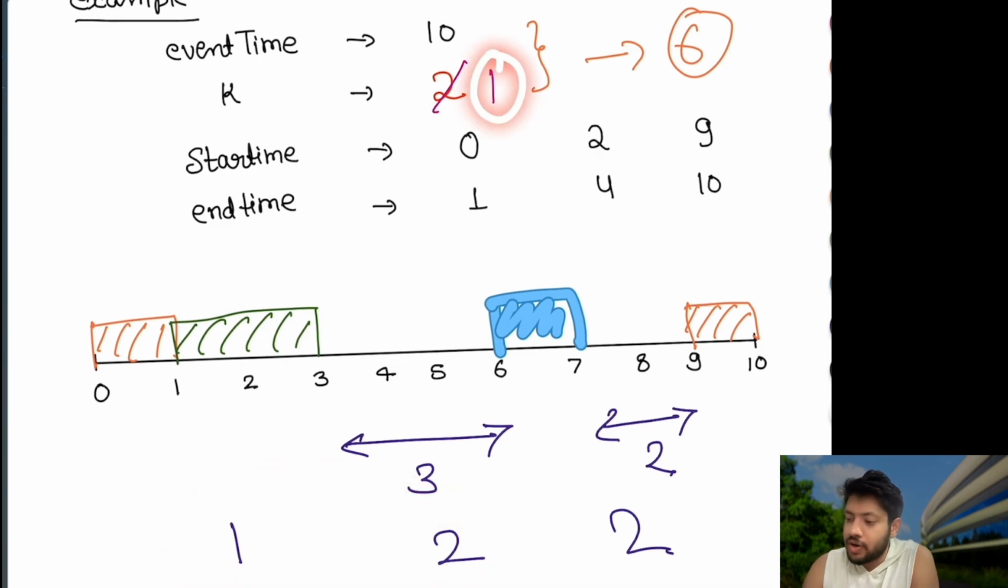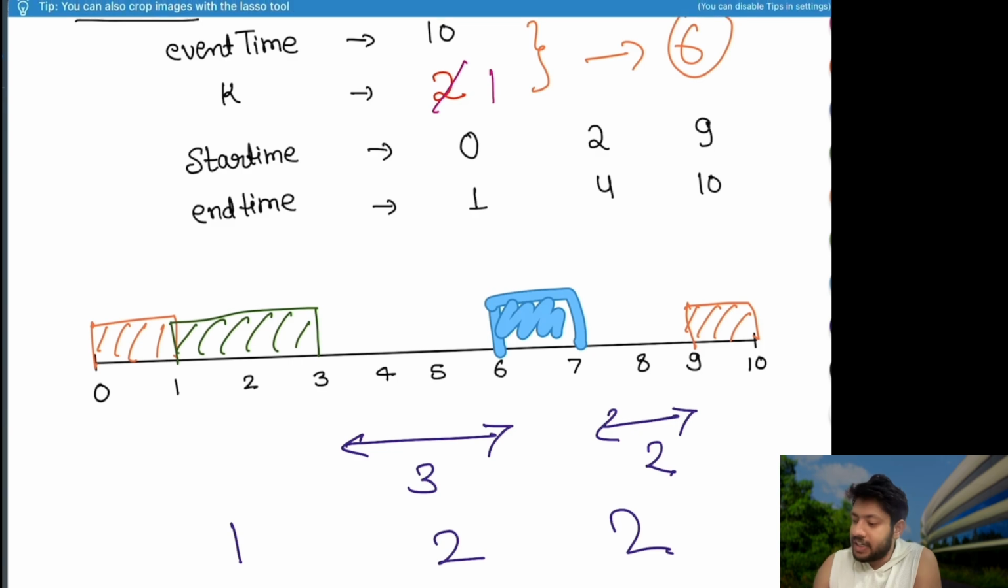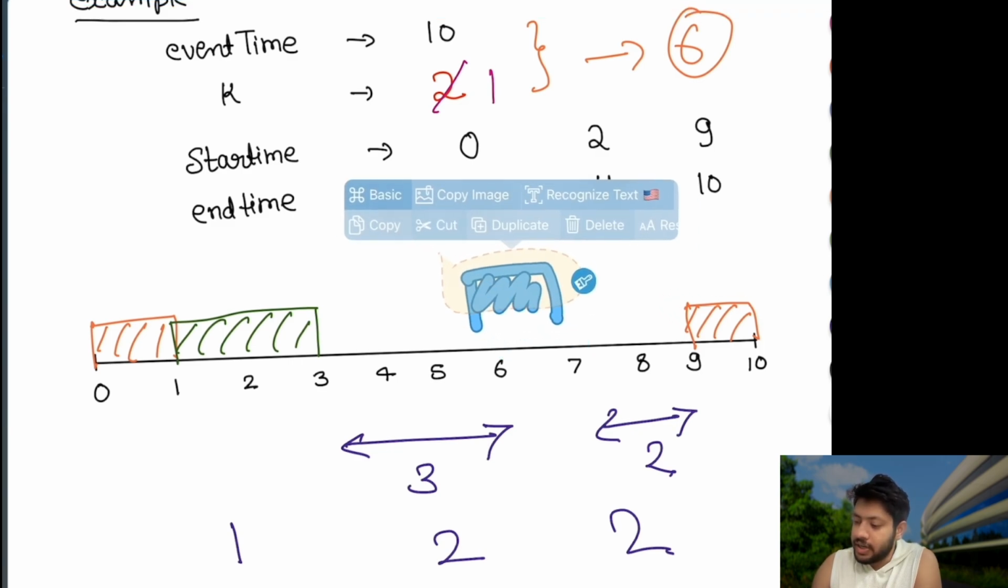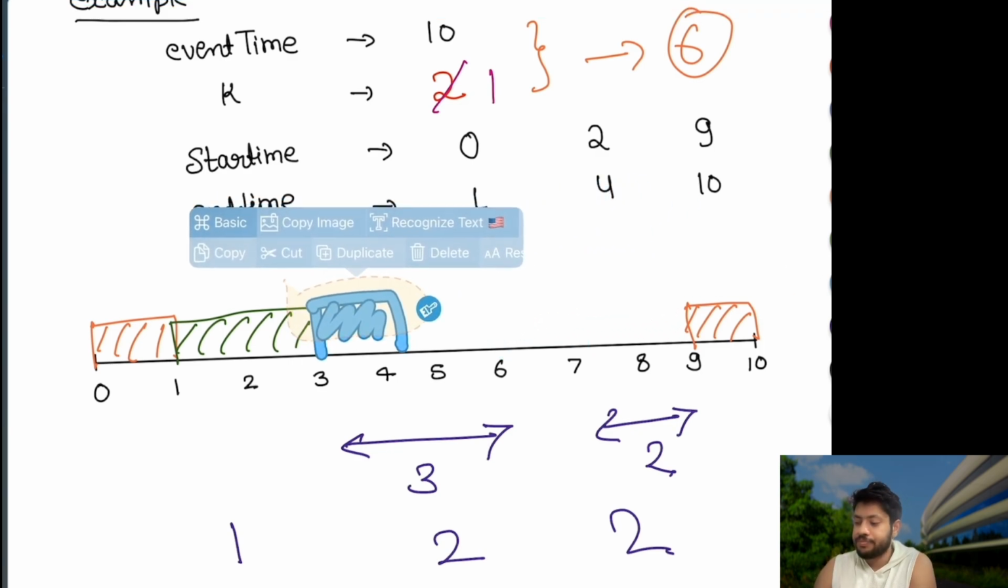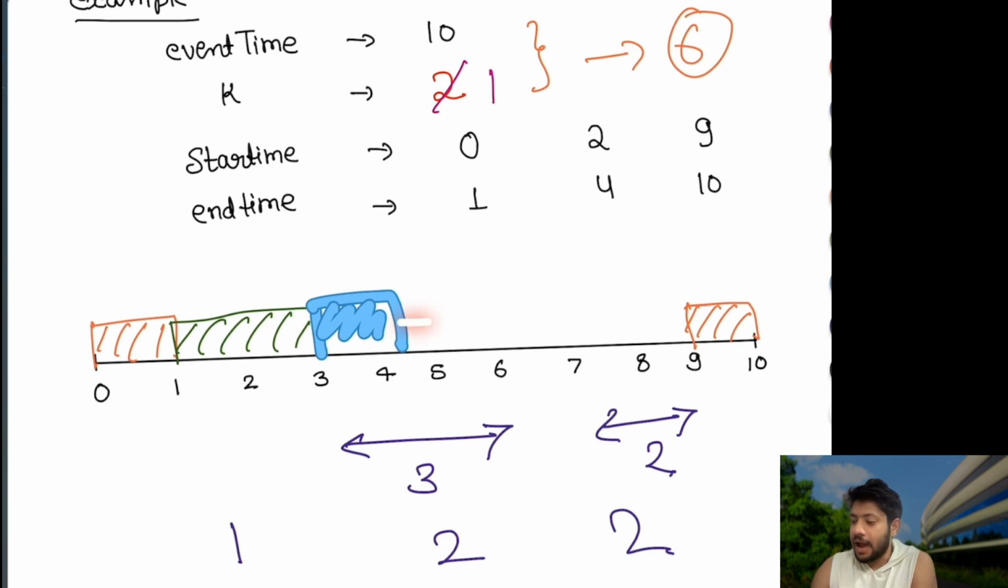Now I have one more option. So what I can do is, instead of this meeting being at 6 to 7, let me reschedule it from 3 to 4. Now I just have one continuous gap of 5 hours from 4 to 9, because my two gaps, 3 and 2, are now combined to form a bigger gap.